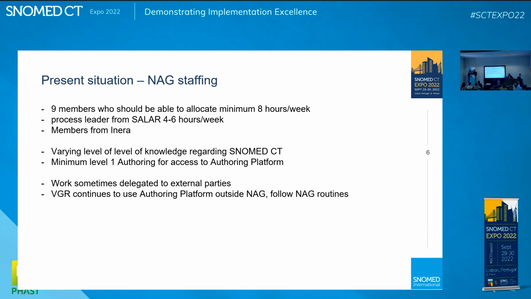The members of the group have a varying level of knowledge. Obviously, since it's from all of the regions, not everybody has taken the authoring level 1 course, but at least the foundation course. And it's a knowledge sharing group. But those of us who have access to the authoring platform have all taken the authoring level 1 course. Sometimes we also delegate work to external parties like the original VGR employees who have taken the course and are in the authoring platform, or other people who have knowledge that we need. And the VGR region also continues in parallel to work in the authoring platform.